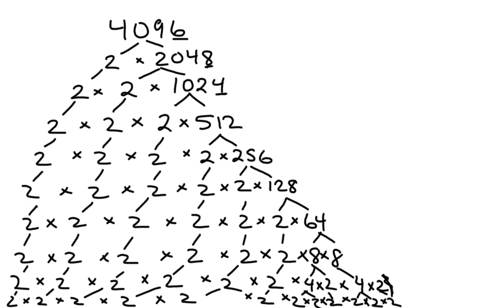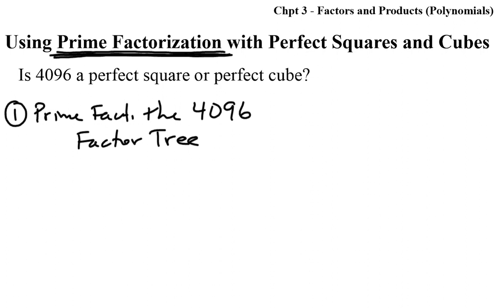Wow. So 4,096 is 1, 2, 3, 4, 5, 6, 7, 8, 9, 10, 11, 12 twos, which we could write out as 2 times 2, 12 times. Remember though, 12 twos could be written as a power, 2 to the 12. So there's your factor tree, big and long. Great review of it though.